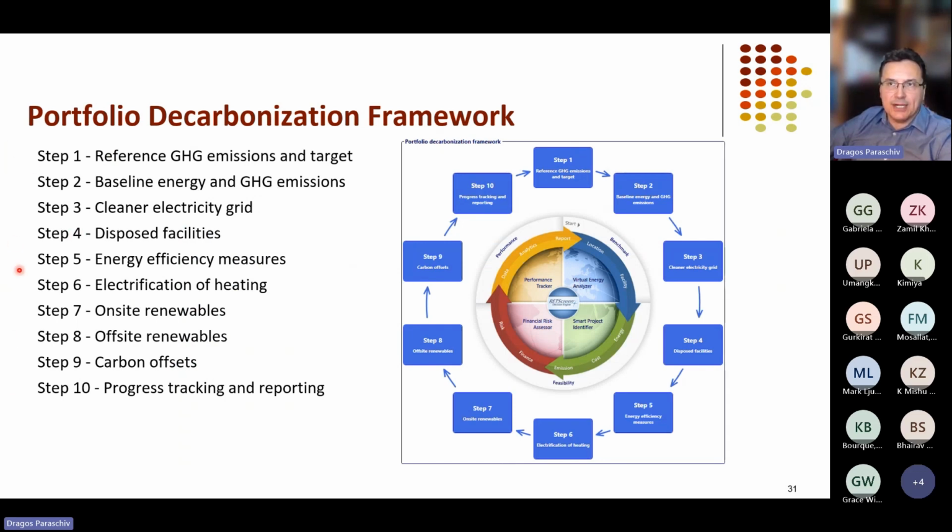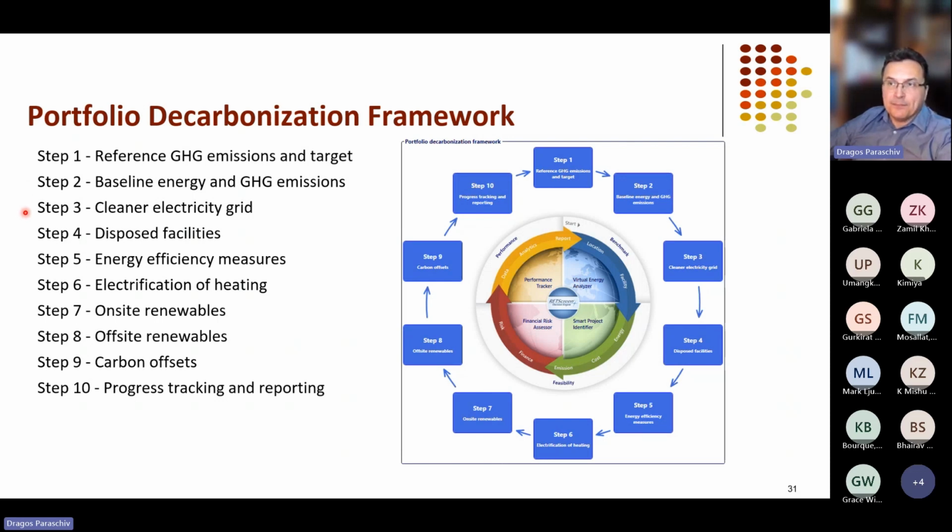And the decarbonization portfolio is basically put together as a methodology. In this chart, we show the 10 steps. So identify the reference. This is basically what we use as a reference to report our performance in reduction of energy savings. We define the baseline. This is the starting point. And then we look at the various options we have in reducing the emissions.